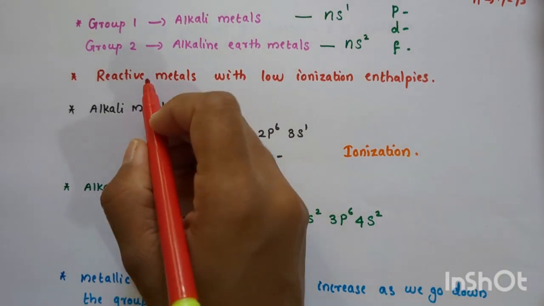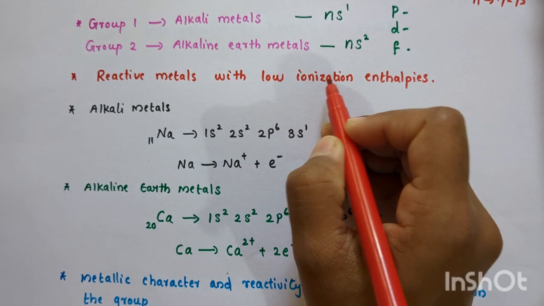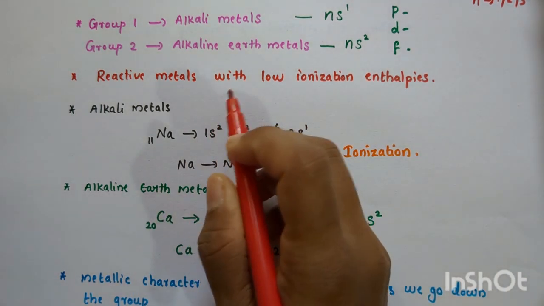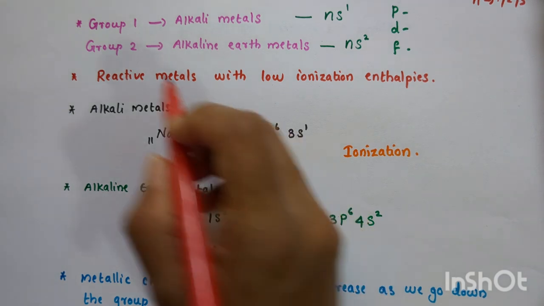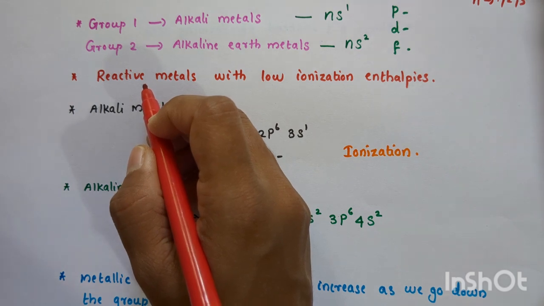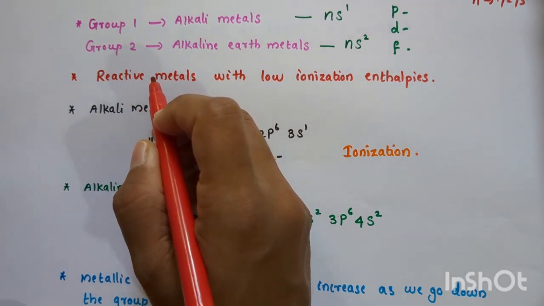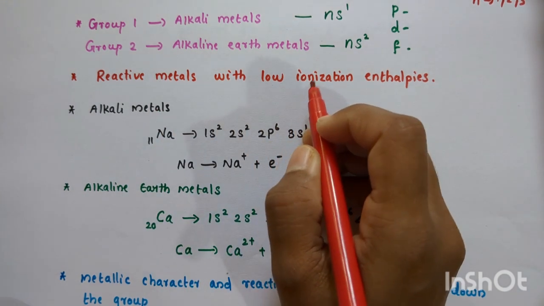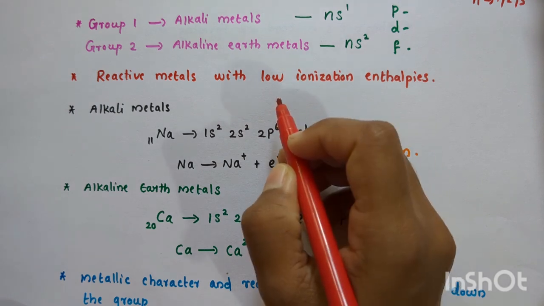The S block elements are reactive metals with low ionization enthalpies. We will be discussing ionization enthalpy in detail in a video available in the playlist. S block elements are reactive metals, which means they readily react with water, oxygen and other elements to form compounds. And S block elements have low ionization enthalpies, that is, they easily lose electrons to form positive ions or cations.